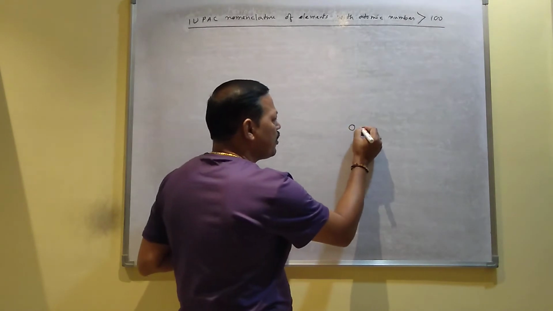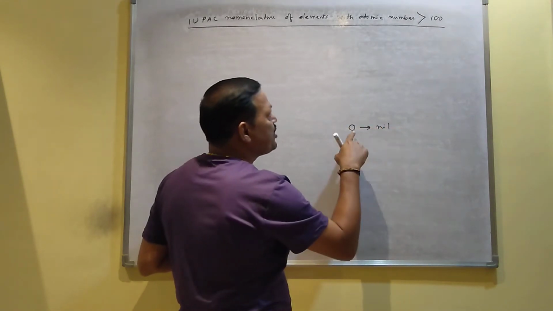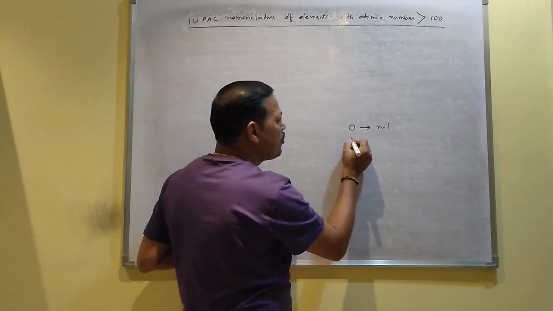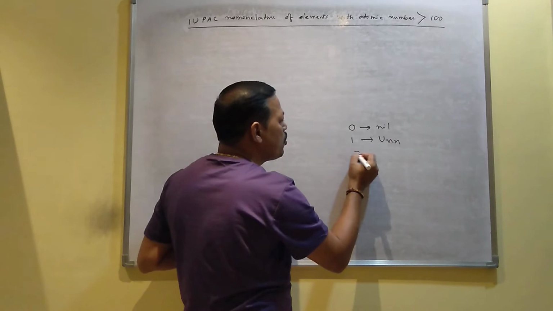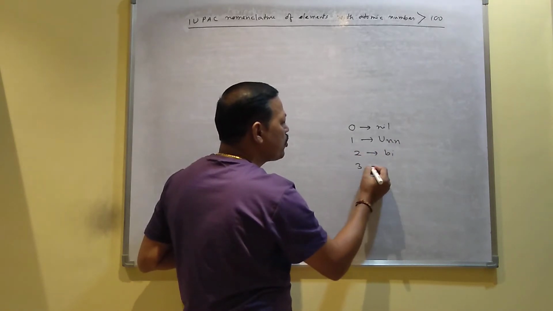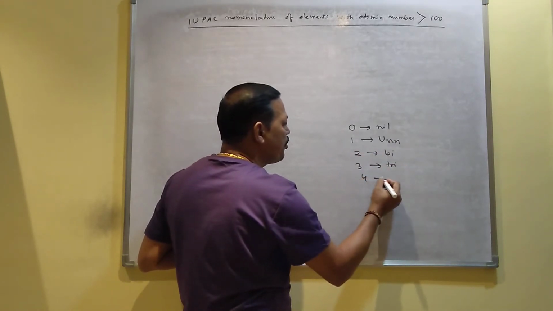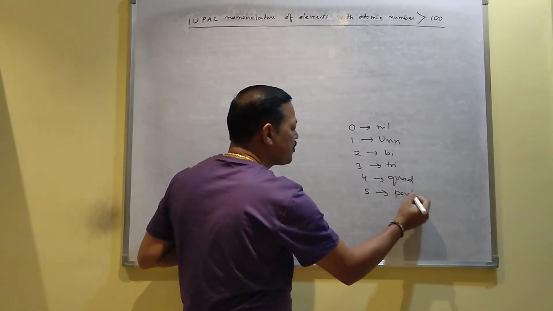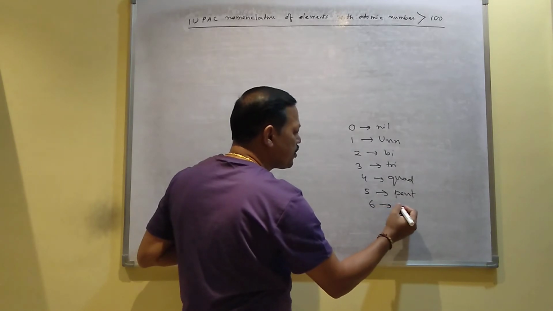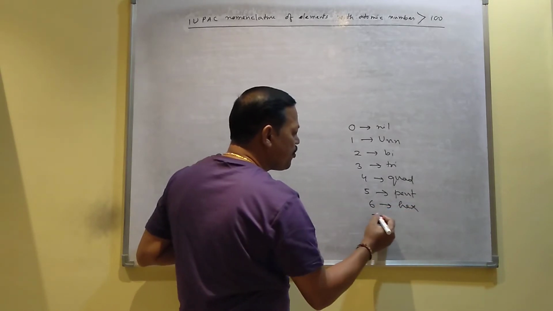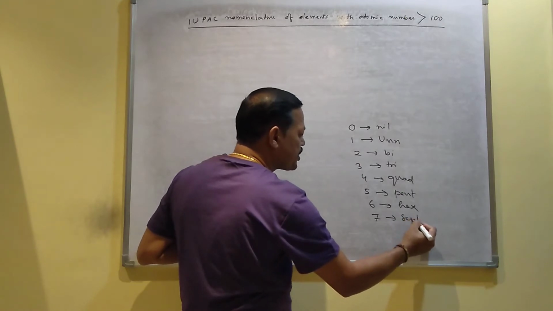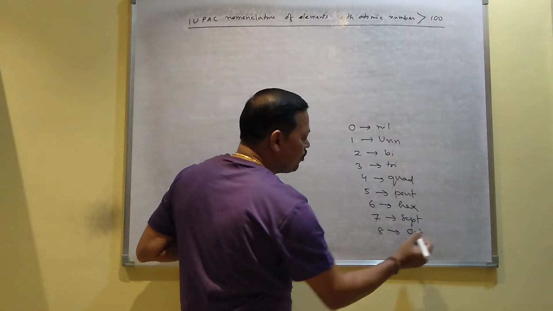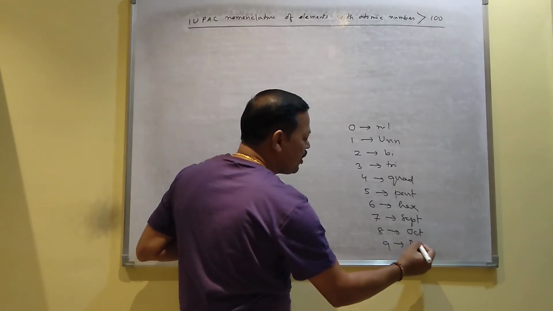If the atomic number contains 0, like this 100 contains 0, then you have to use the suffix nil. For 1 you have to use un, for 2 you have to use bi, for 3 you have to use tri, for 4 you have to use quad, for 5 you have to use pent, for 6 you have to use hex, for 7 you have to use sept, for 8 oct, for 9 enn, like this.